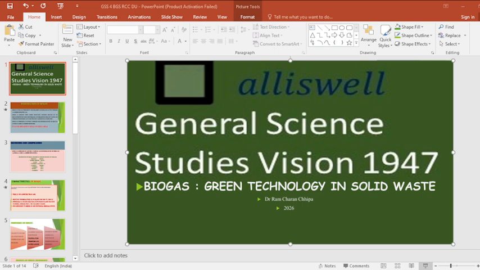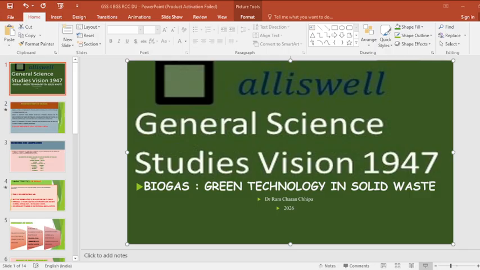Now we have the composition: what materials, what gases, what chemicals are responsible for biogas. Generally methane 55 to 60%, carbon dioxide 35 to 40%, then water, hydrogen sulfide, ammonia, nitrogen, oxygen, and hydrogen. These materials are present in biogas.